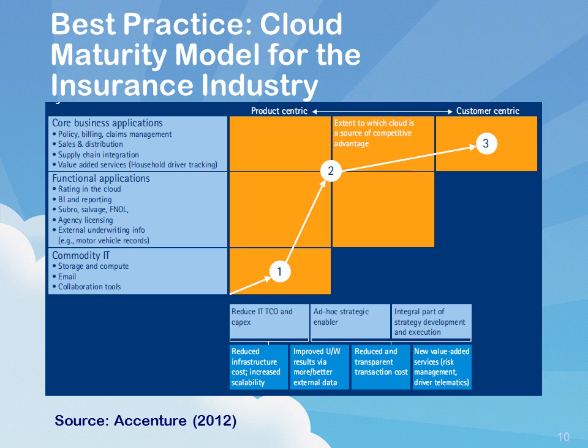And obviously moving towards number two, which is getting closer to functional applications or within functional applications and closer to core business applications. And the other approach would be more ad hoc strategic enabler, looking at improving results in terms of better external data management and business intelligence approaches, reducing transparent transaction costs. And finally, I think where we all want to get to is being a customer-centric approach, an integral part of strategic development execution.